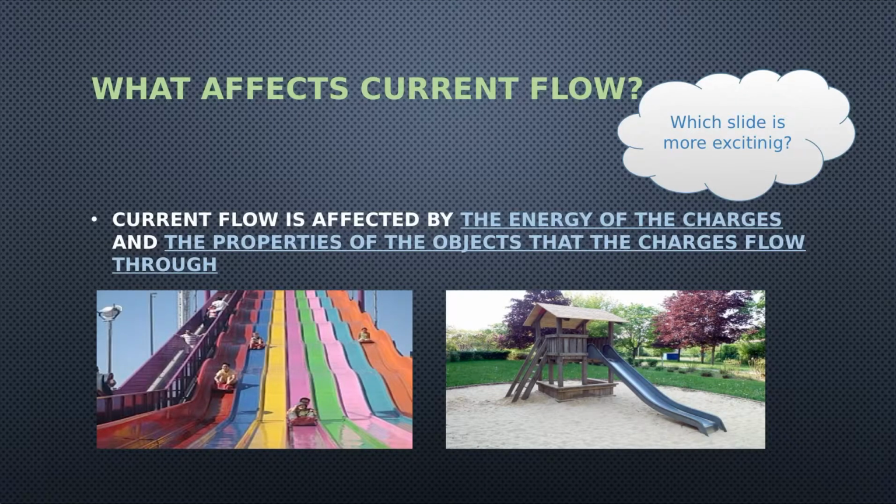Now we are going to talk about the factors that affect current flow. What causes the current flow to be high and what causes the current flow to be low, or even no current flow? There are two factors: number one, the energy of the charges, and number two, the properties of the objects that the charges flow through.